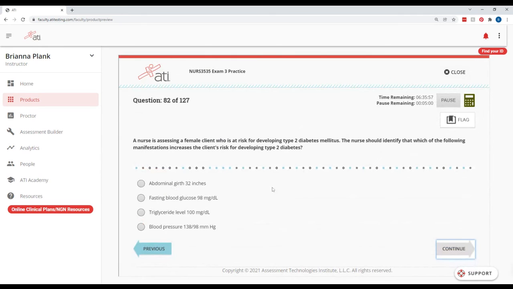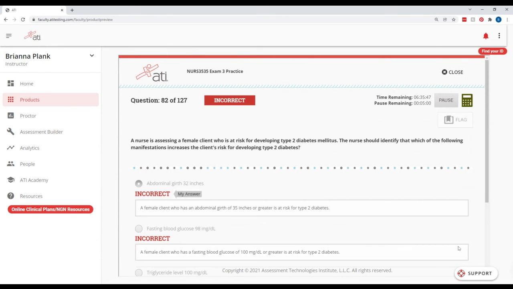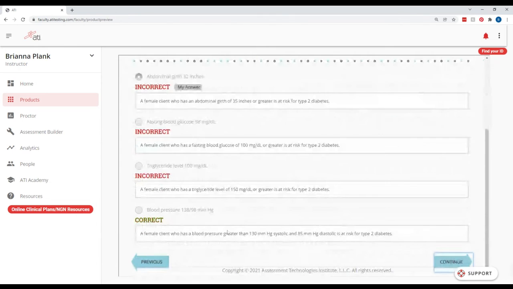Okay, so which of the following increases the risk for developing type 2 diabetes? Just gonna kind of start powering through some of these. Okay, blood pressure. I went with abdominal girth because increased abdominal girth does, they're saying 35 or more. Increased blood pressure is going to put you at a higher risk for diabetes.